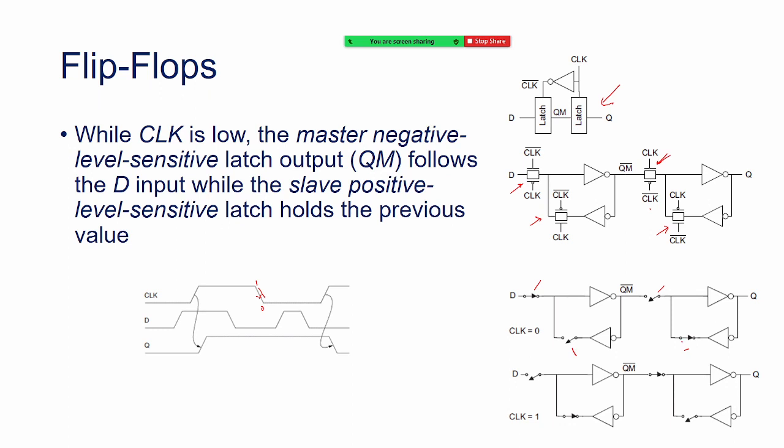So when the clock is low, the first D latch, we call it the master, and it is a negative level sensitive latch. Its output, which is the master output, will follow the input D. So D will come here, of course at the inverted level, because there is an inverter here. And of course this QM cannot go back because this switch is open.